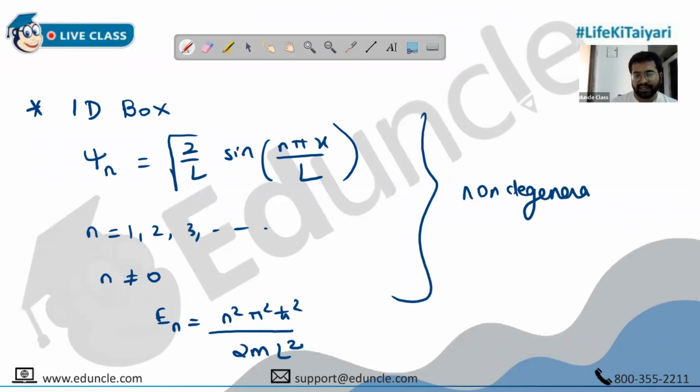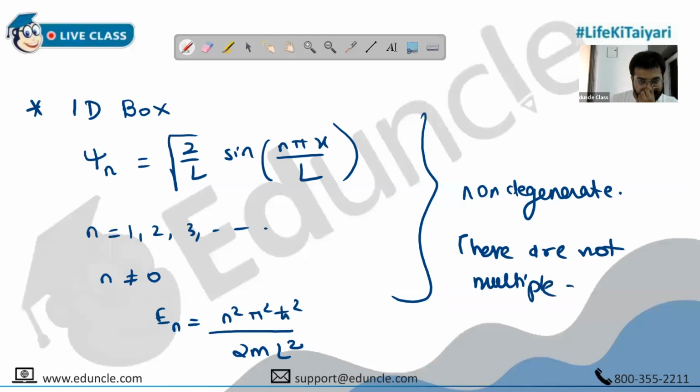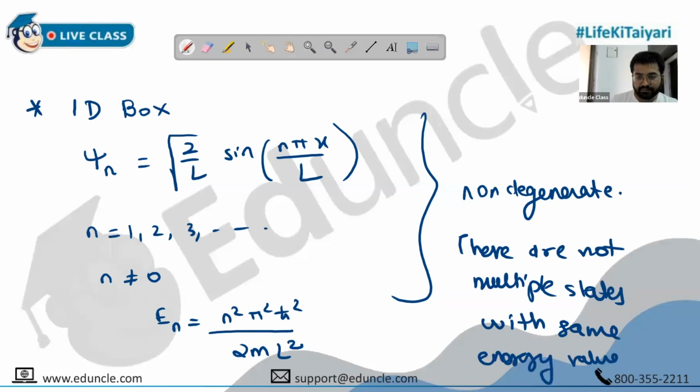It is always non-degenerate. It means every state, every energy eigenvalue, has only one corresponding state. There are not multiple states with the same energy value. Clear? I hope you recall this. Ask me if you have any questions.